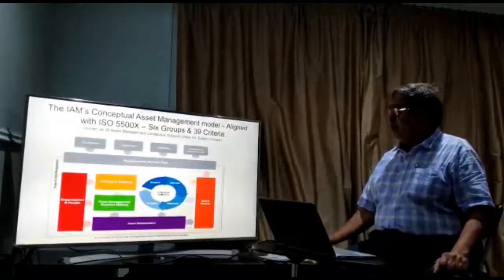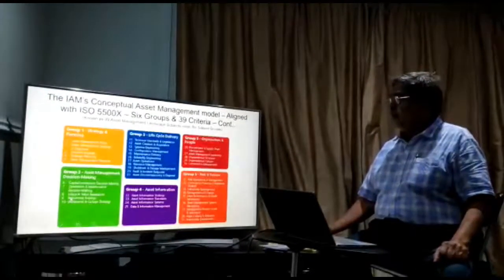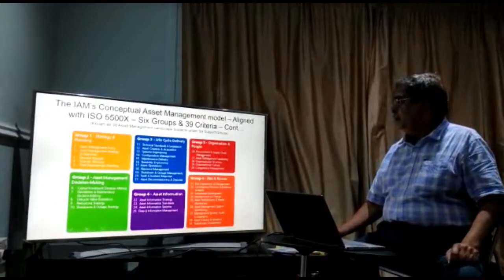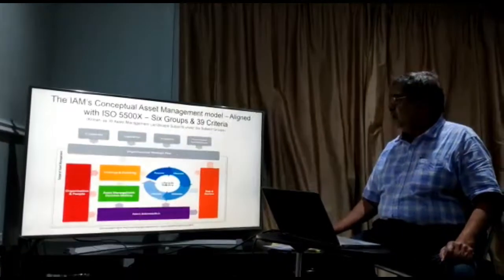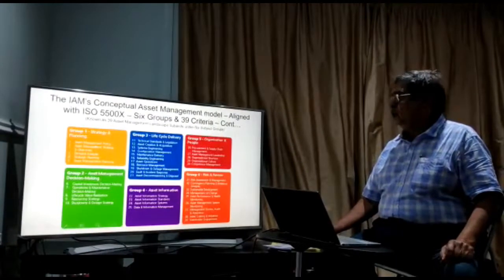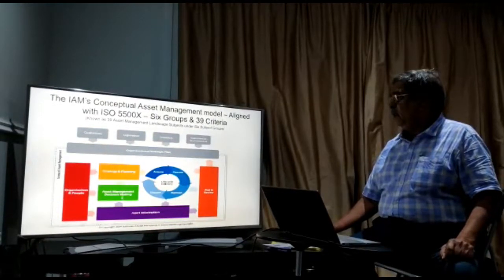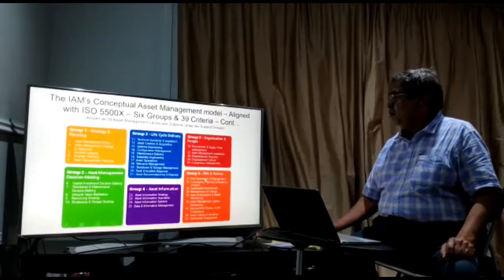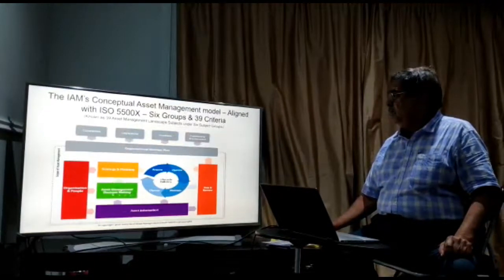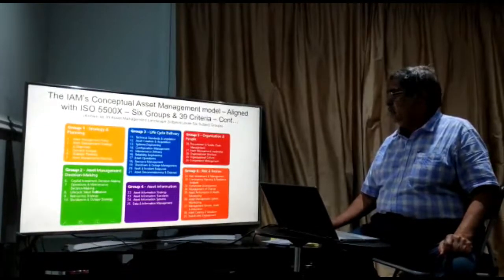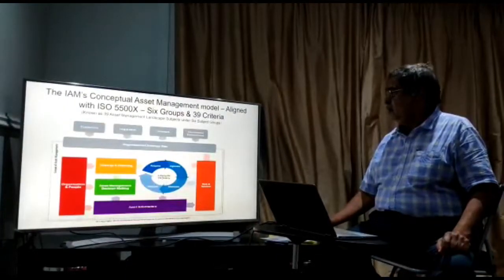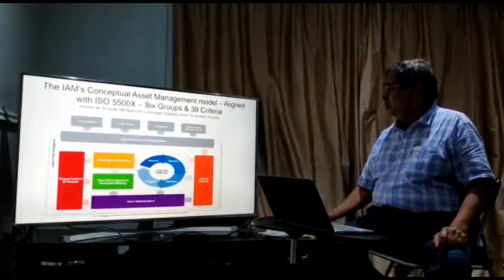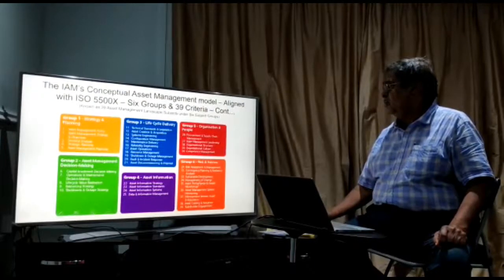This whole thing is color coded here. This is organization and people, where we group how the organization and people work. This is group 5. This is strategy and planning, group 1. This is asset management decision making. Then this is life cycle, asset information systems, and then risk and review.